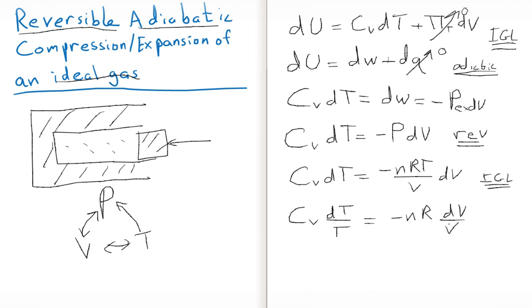And just to save time, we can divide both sides by the number of moles. So we'll get the molar heat capacity times dT over T is equal to negative R times dV over V. Okay, so we're just about ready to integrate. Let's go ahead and do that on the next page.